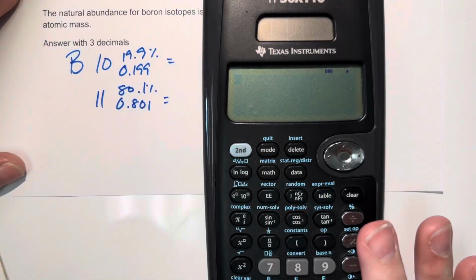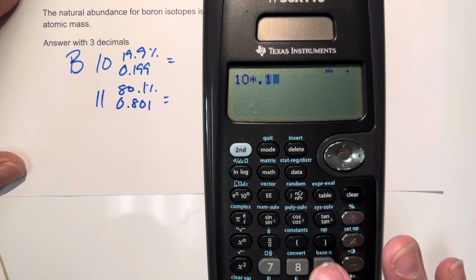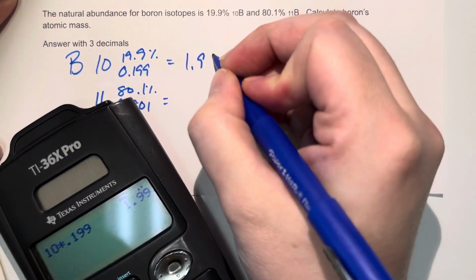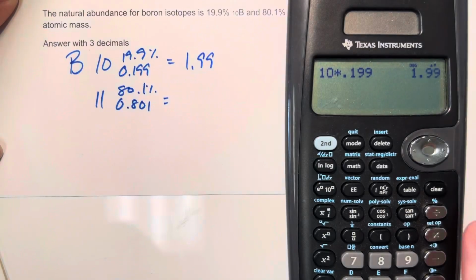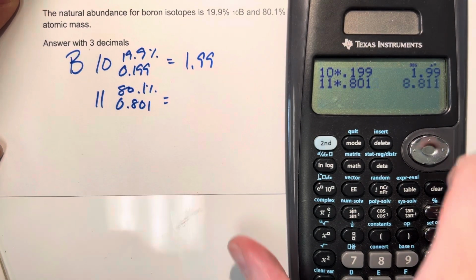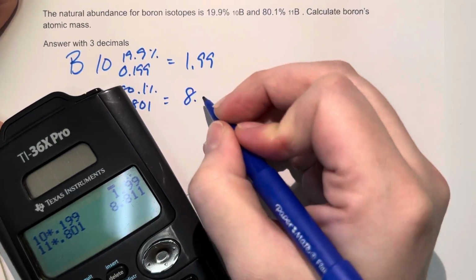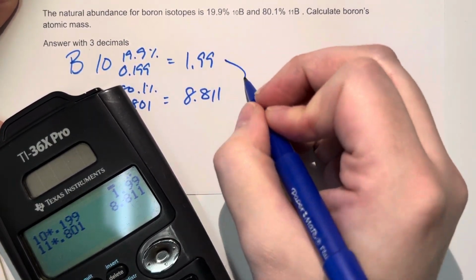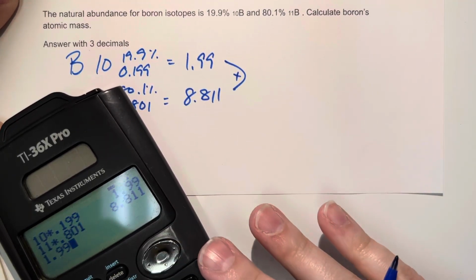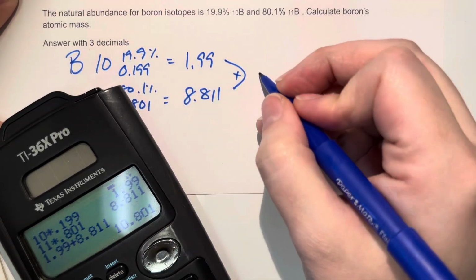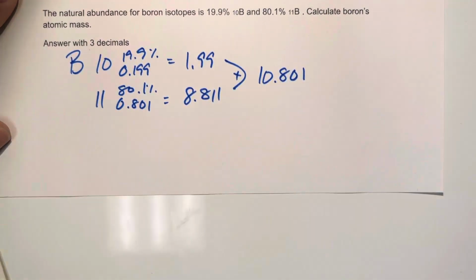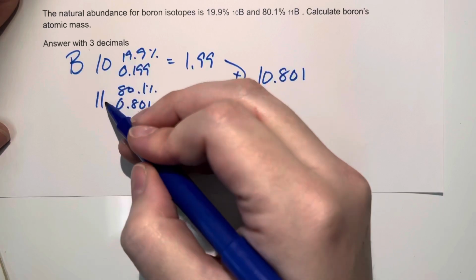Going ahead and calculating that. So 10 times 0.199 gives me 1.99, and then 11 times 0.801 gives me 8.811. Adding those together gives me 10.801. My number should be between these two numbers.